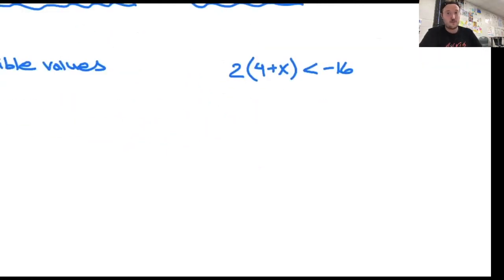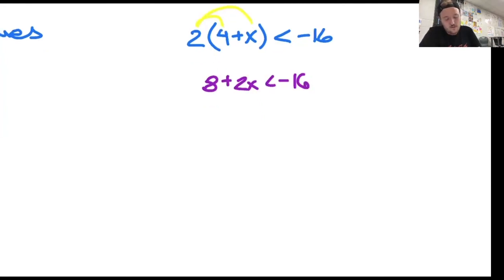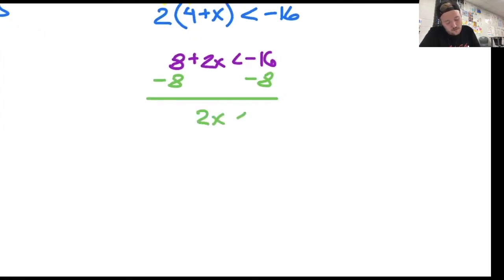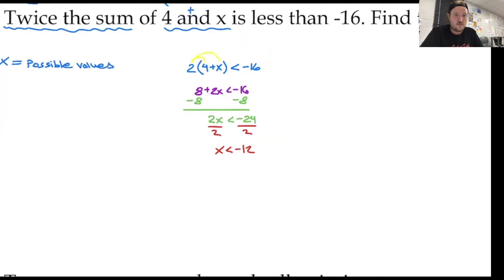Step 3 is now you actually solve it. So I'm going to distribute. So I have 8 plus 2x less than negative 16. So I'm going to subtract 8 on both sides. So 2x less than negative 16 minus 8 gives you negative 24. Divide by 2. So x less than negative 12. Okay, so that was step 3.